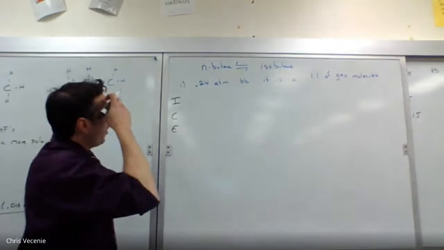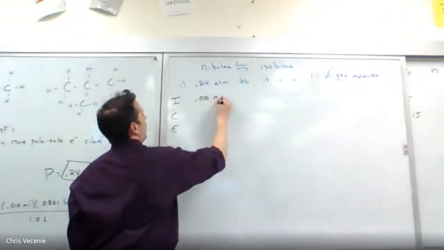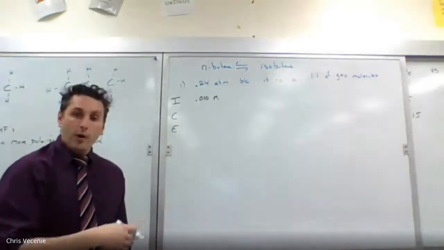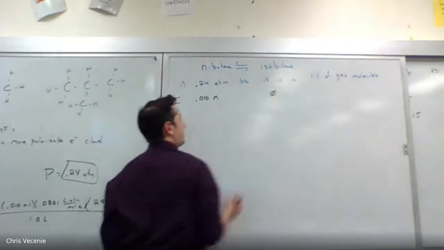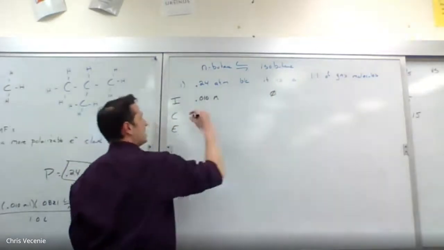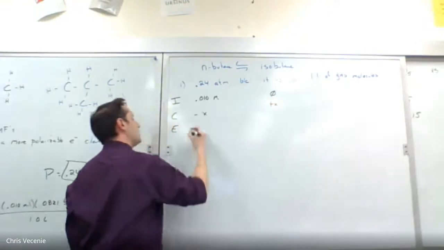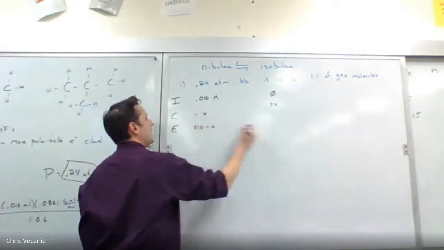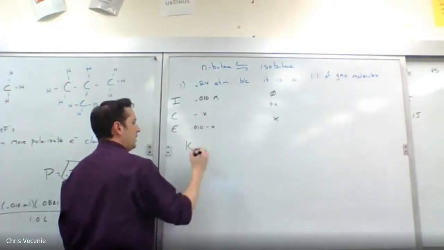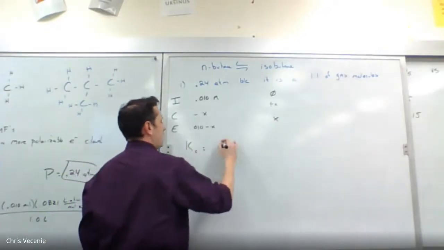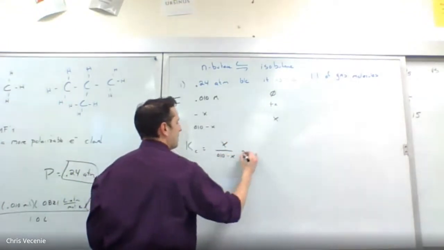All right, so we knew our initial concentration of the N-butane was 0.010 molar. Why was it that? Well, it was 0.010 moles, and we had a 1 liter container. We didn't have any isobutane to begin with. That means my equilibrium is going to shift toward the right, so minus x, plus x. That makes this 0.010 minus x and x. Then you'd plug into your K expression. Right? K is going to be equal to x over 0.010 minus x.